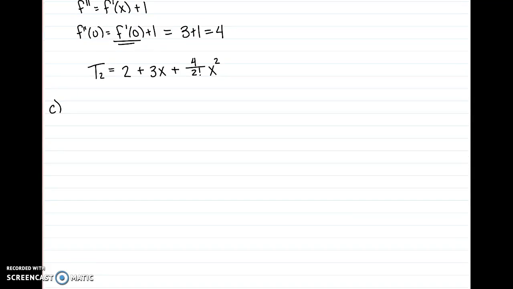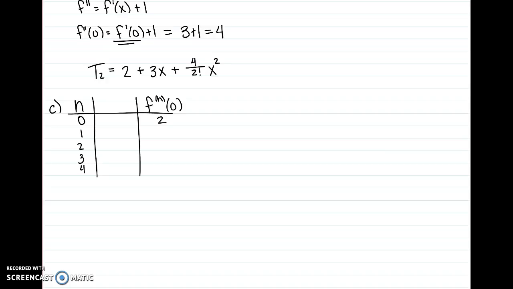Part C says to find the fourth degree Taylor polynomial. So at this point, I'm going to make myself a little chart, right? We know the 0th derivative was 2. And then the first derivative was 3. And the second derivative was 4. And the second derivative, by the way, happened to be f prime of x plus 1. So the third derivative would be f double prime of x, which is 4. And then the fourth derivative would be f triple prime of x, and the third derivative was 4. So we could go on forever and ever, right? Each subsequent derivative is still going to be 4.